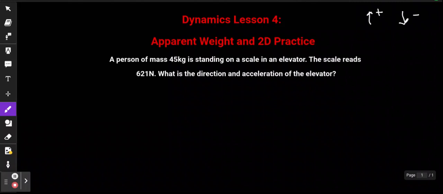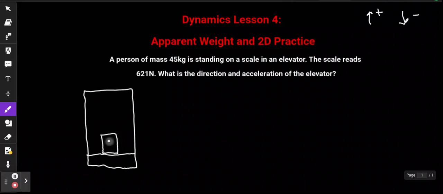Okay, so the first step obviously is drawing a free body diagram. If there's a scale in the elevator and a person on this scale, the normal force is what the scale reads. That means the normal force is 621 newtons. We know that there's a gravitational force pulling downwards, which is mg. And mg for this person is equal to 45 times 9.8, which is equal to 441 newtons.